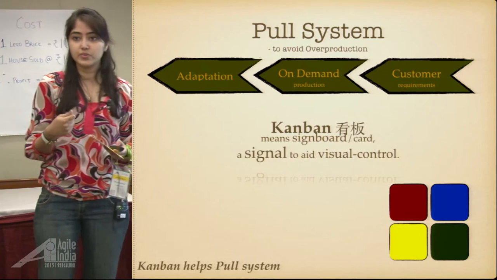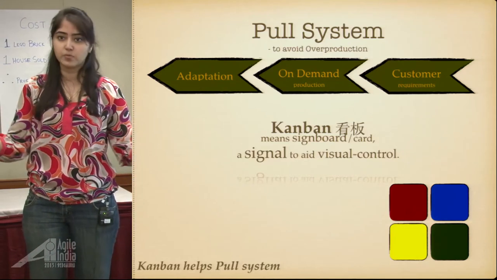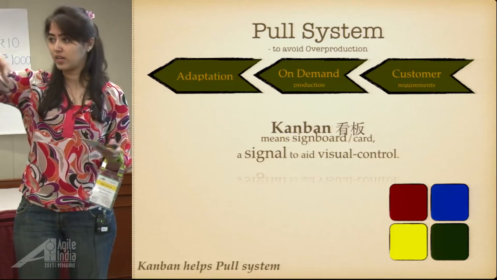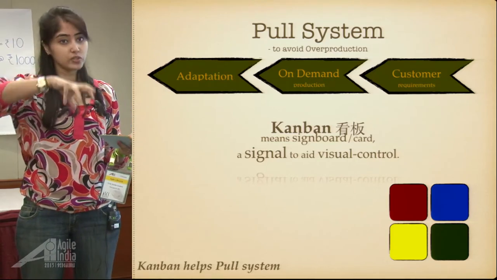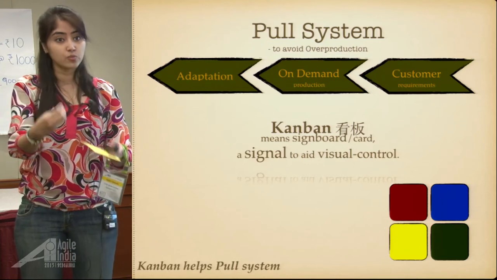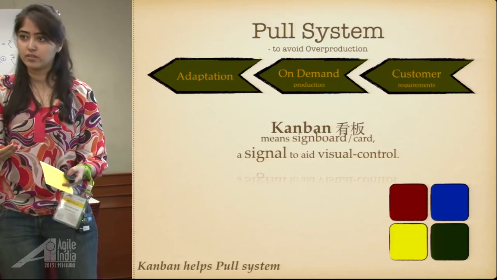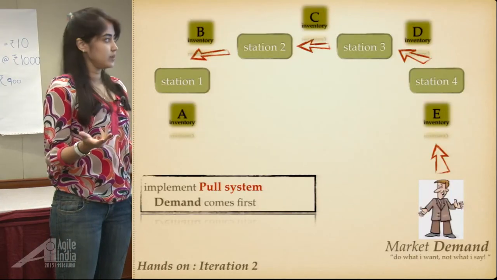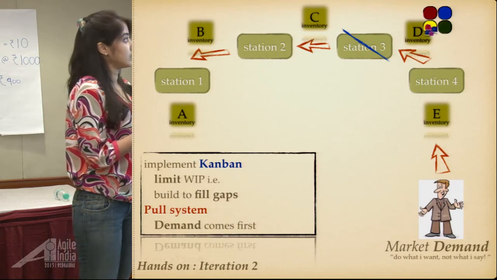So now we're going to try and implement Kanban in this production line. If you see on your tables, for each inventory there are 4 color cards. We're going to use those cards to indicate Kanban, to indicate if I should work or what I should work on. And we're going to implement the pull system using Kanban.